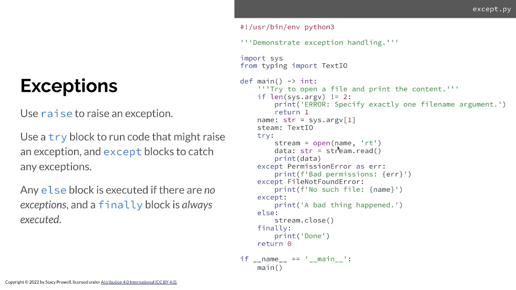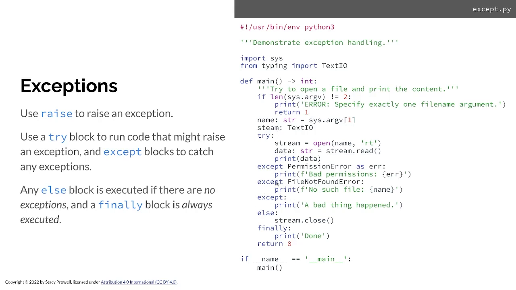Now, something could go wrong. A number of things could go wrong, right? I might not have permission to open and read that file. I'll get a permission error. That file might not exist. I'll get a file not found error. Something else might happen, and this is a catch-all exception here.